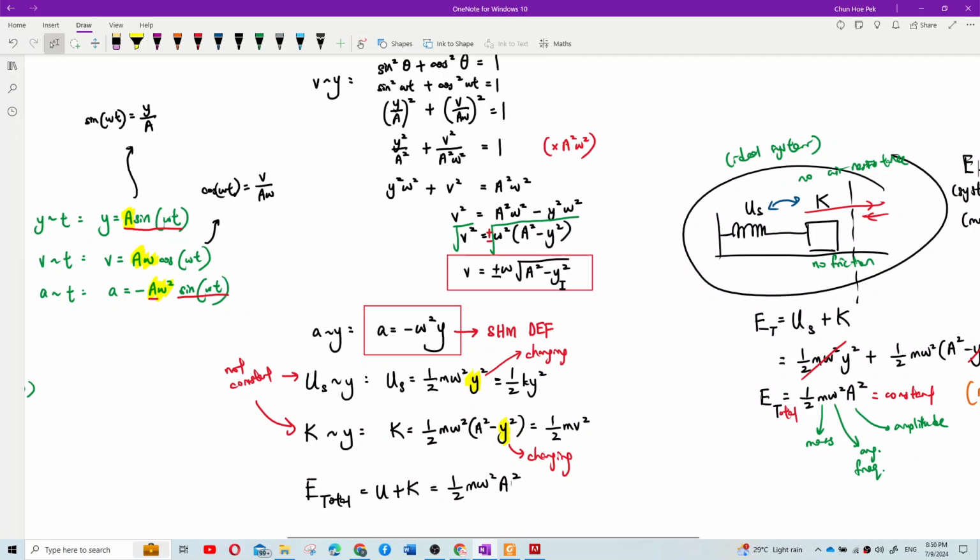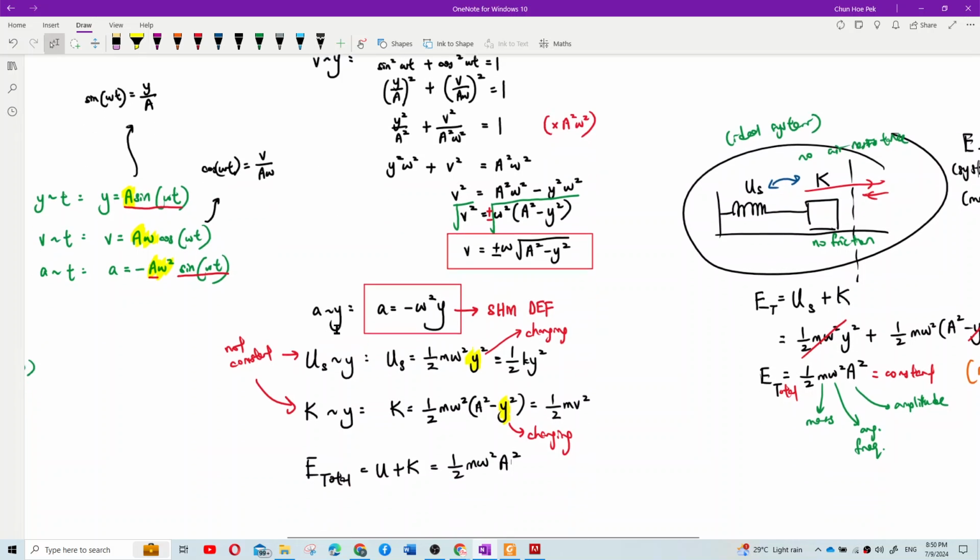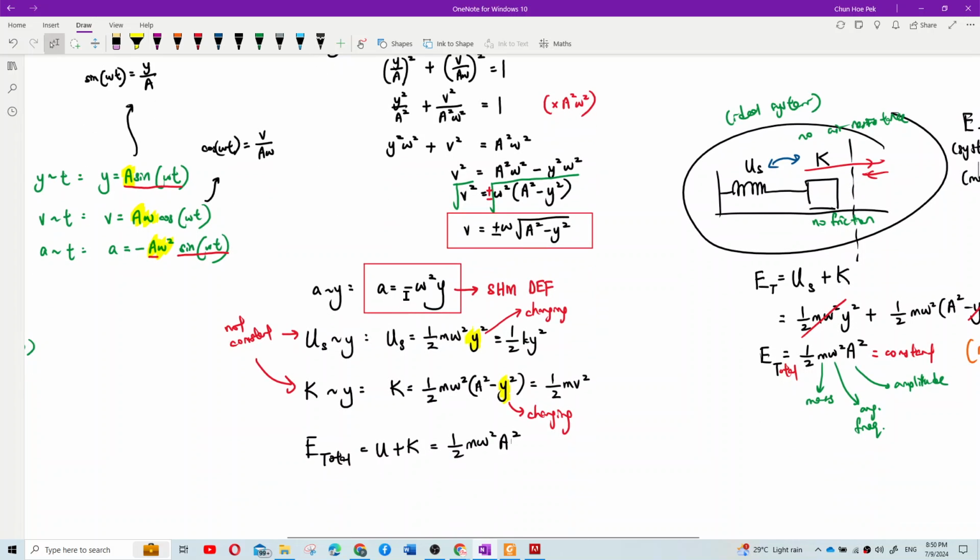Lepas tu kalau V punya formula ialah macam ni lah. Lama-lama guna pun akan ingat lah. Plus minus omega square root A square minus Y square. And then ini V dengan Y punya formula. Ini A dengan Y formula ialah A equal to negative omega square Y. Lepas tu potential energy, kinetic energy formula lebih kurang sama. Cuma potential energy dia adalah guna Y square. Kinetic energy guna A square minus Y square. Depan sama, half M omega square.